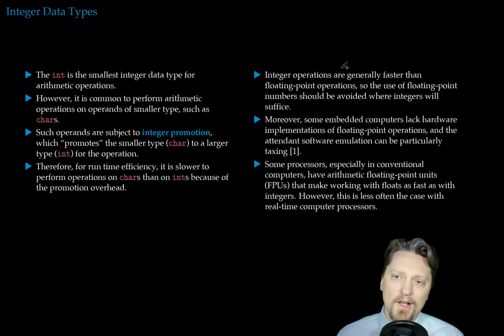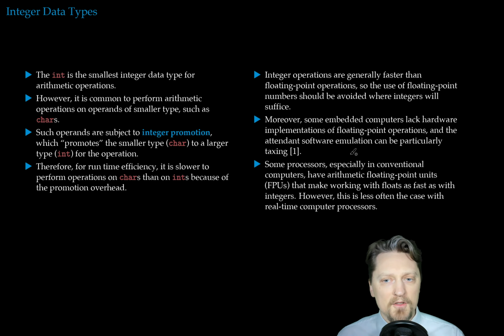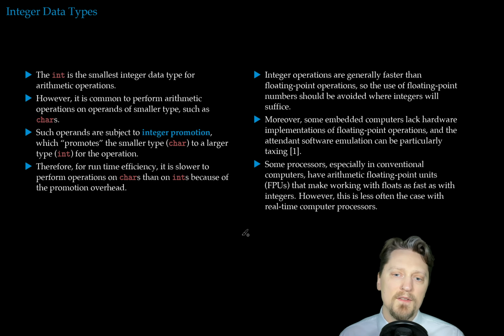Integer operations are generally faster than floating point operations, so the use of floating point numbers should be avoided where integers will suffice. Moreover, some embedded computers lack hardware implementations of floating point operations, and the attendant software emulation can be particularly taxing. So sometimes floating points are very challenging for the computer. Some processors, especially in conventional computers, have arithmetic floating point units, FPUs, that make working with floats as fast as with integers. However, this is less often the case with real-time computer processors.